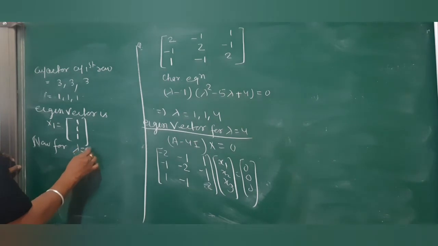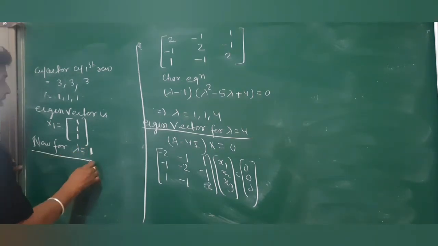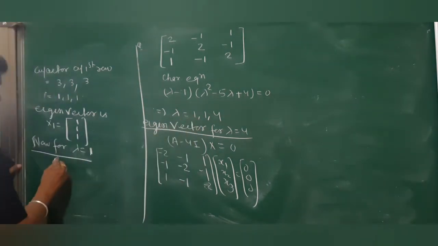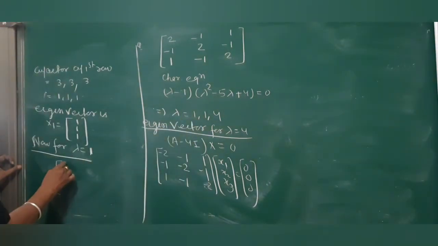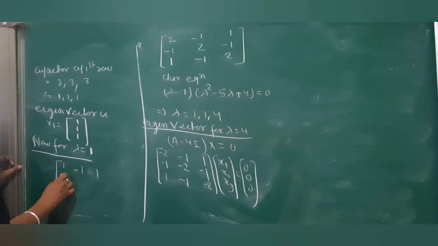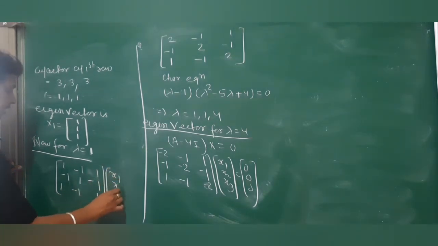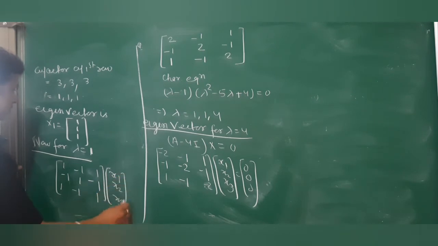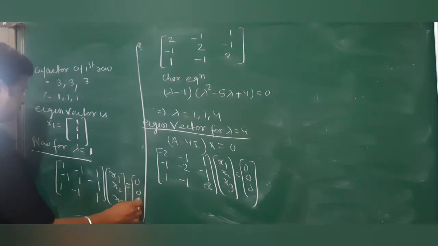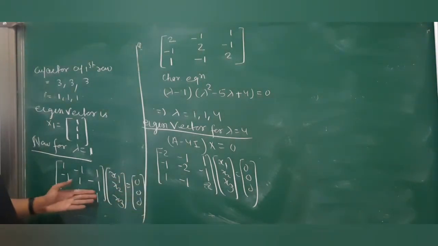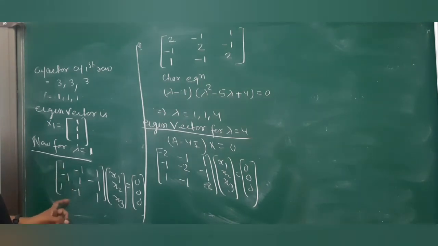Lambda is equal to 1. See, lambda here is repeated. So it will become 1 minus 1, 1 minus 1, 1 minus 1, 1 minus 1. So when you solve this one, what do we get? What are the cofactors? 1 minus 1.